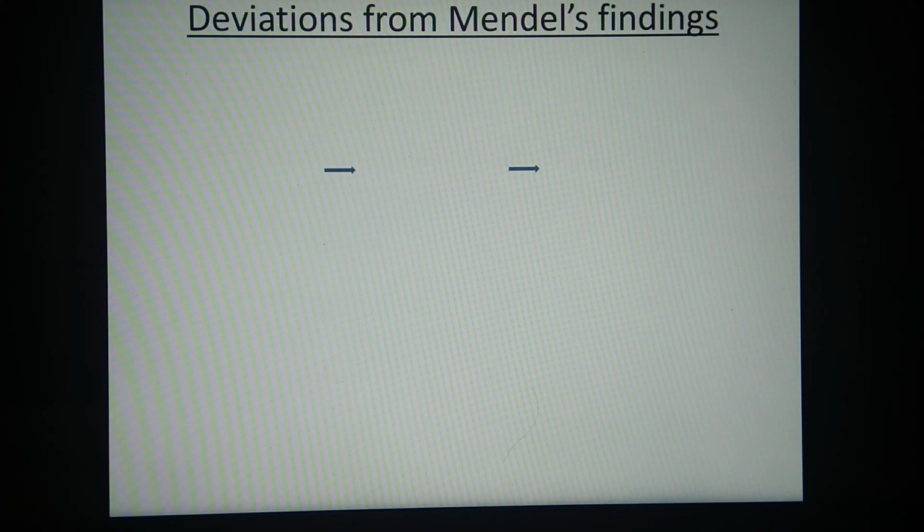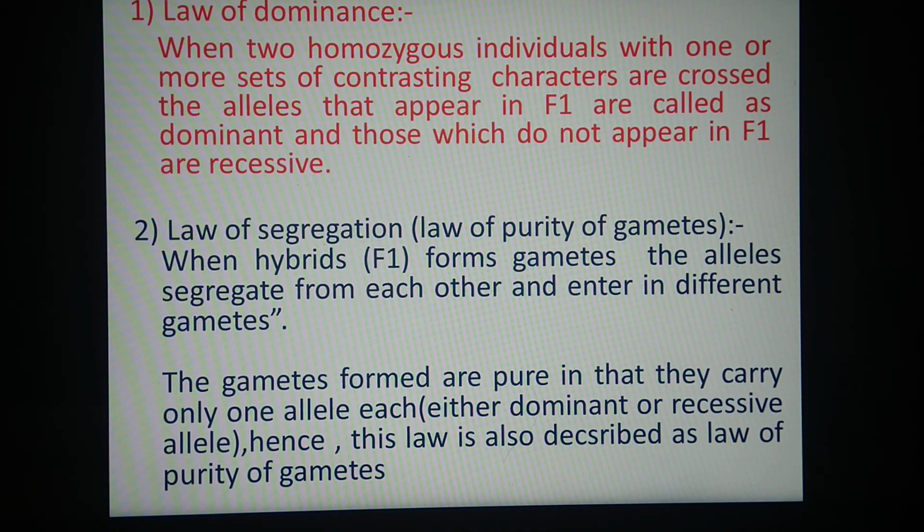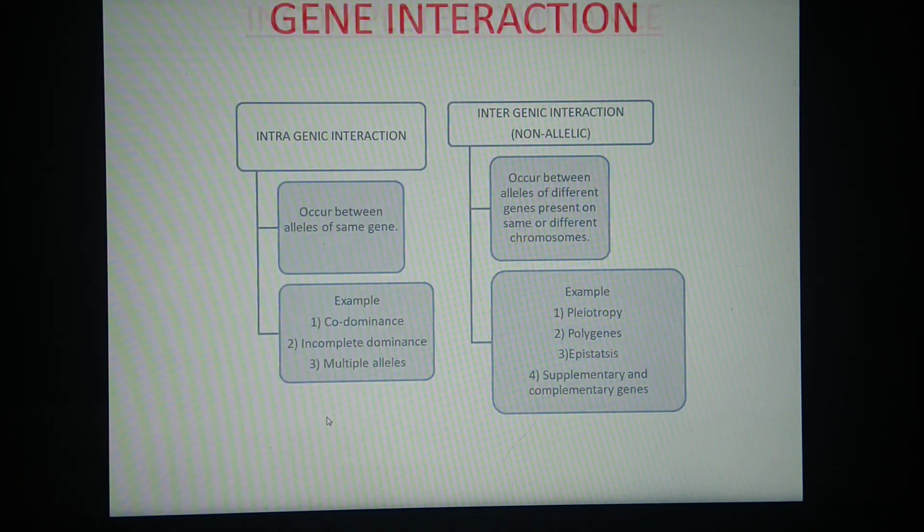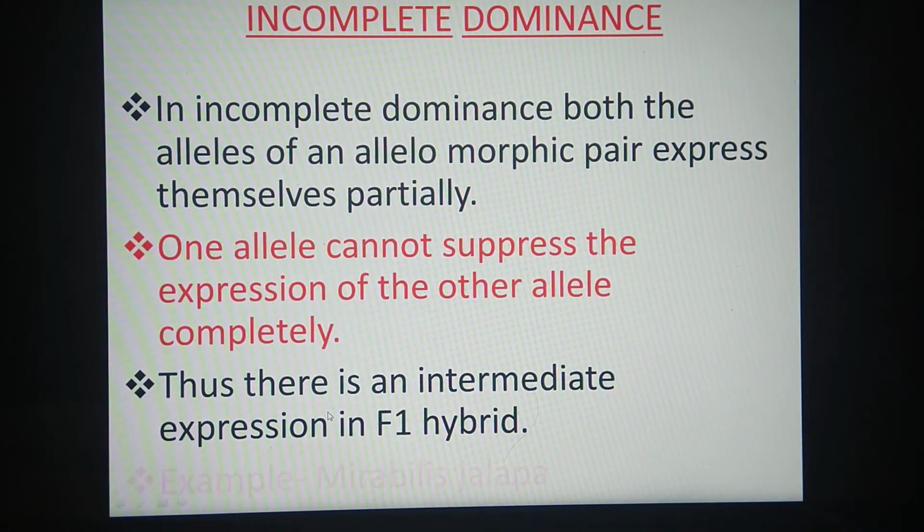So that is the law of segregation of gametes, which is also called law of purity of gametes. So the gametes formed are pure, and they carry only one allele each, either dominant or recessive allele. Hence this law is also described as law of purity of gametes. Once again we'll see the monohybrid cross here. We have seen it before.